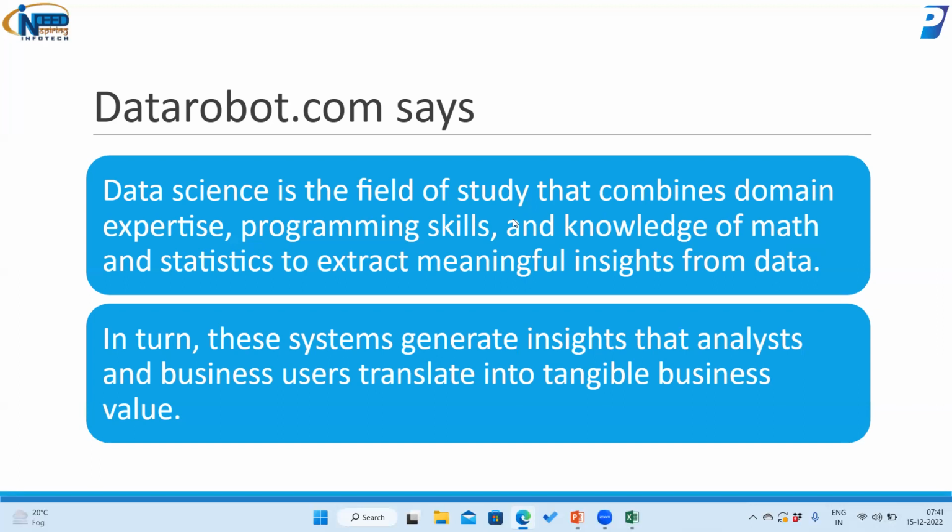Then knowledge of maths and statistics. That is an additional thing that will always help you make relations between the data, if you know maths and statistics, to extract meaningful insights from the data. So these are the two definitions which help us understand what exactly data science is.